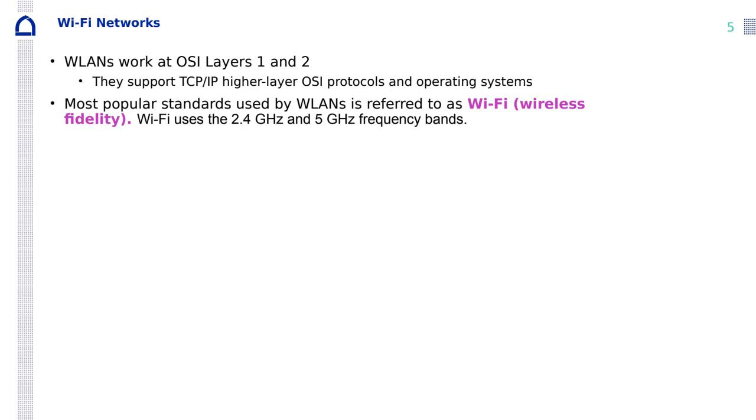WLAN, meaning wireless LAN, is effective at OSI layers 1 and 2, and it supports TCP/IP, higher layer protocols, and the operating system. The most popular standard used by WLAN is referred to as Wi-Fi. Wi-Fi, by the way, is an abbreviation of which words? Have you ever asked yourself why they call it Wi-Fi? It's just an abbreviation for wireless fidelity.